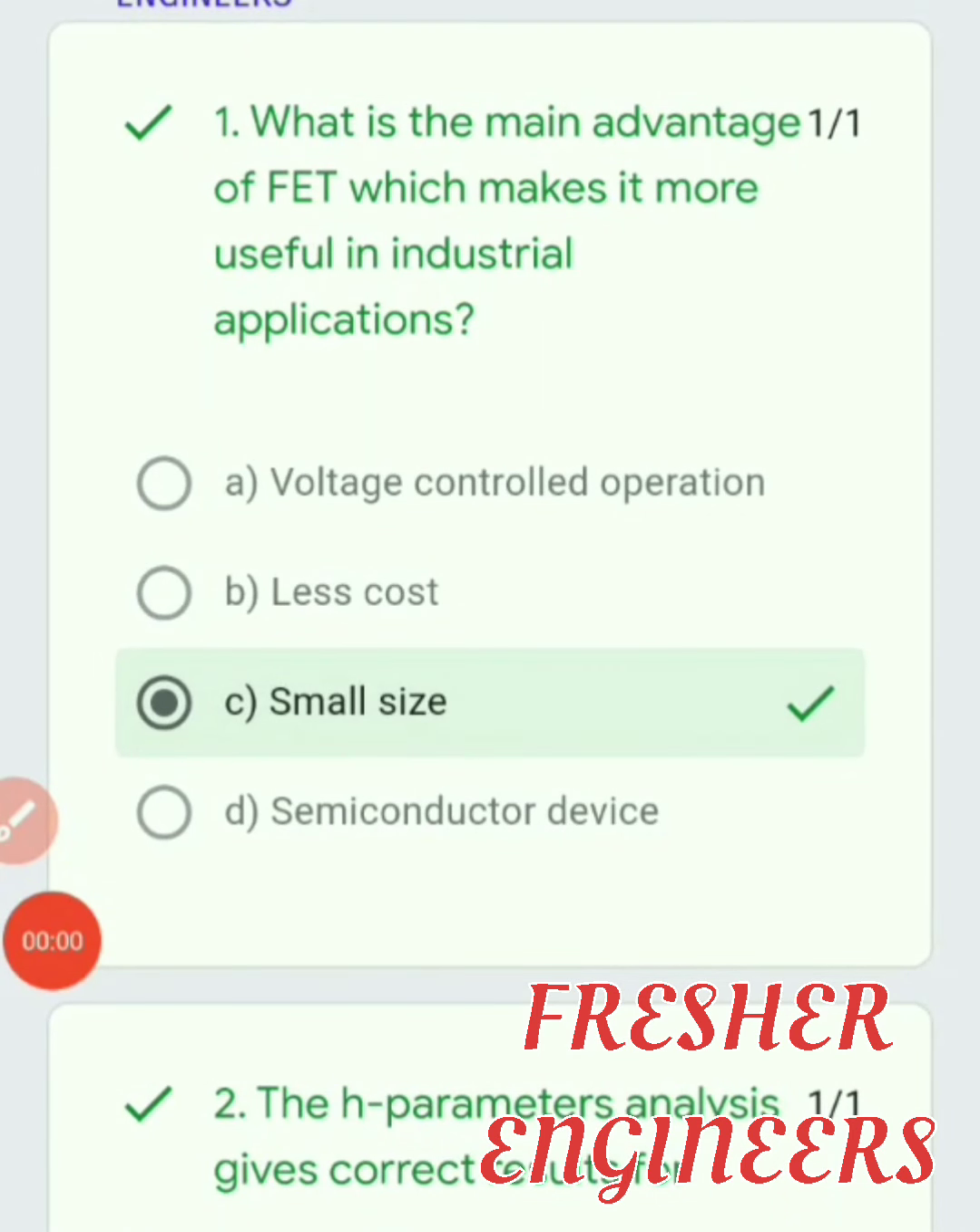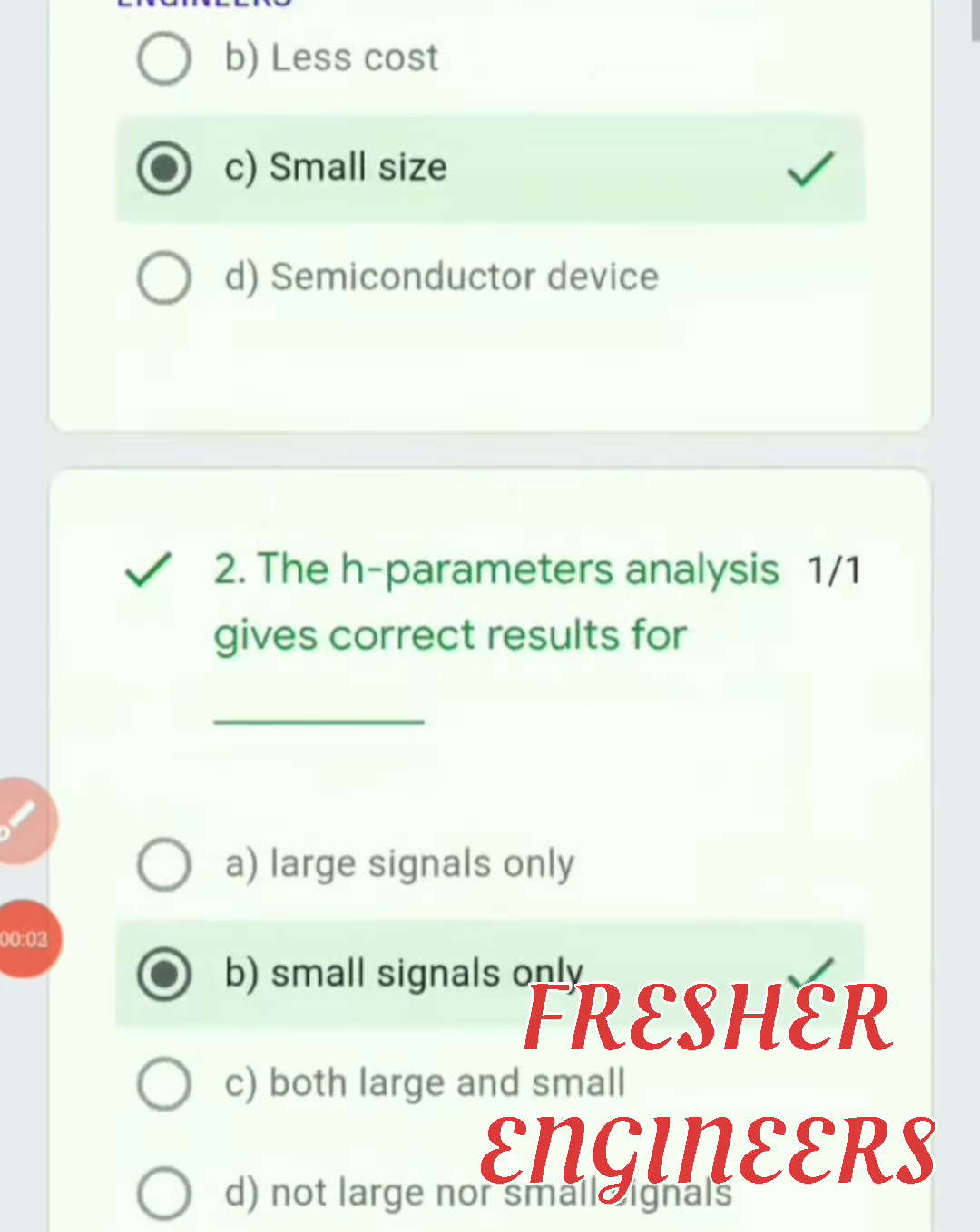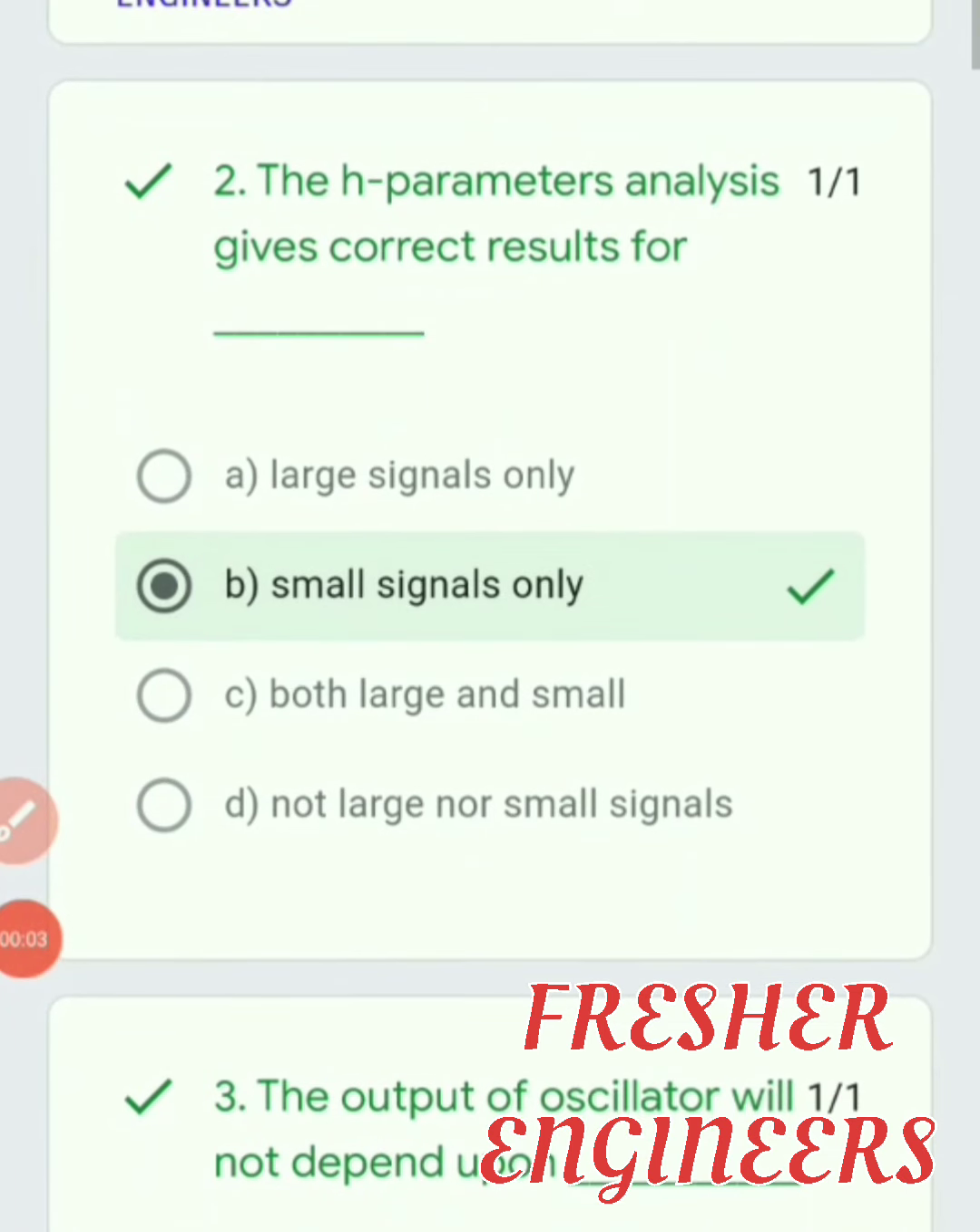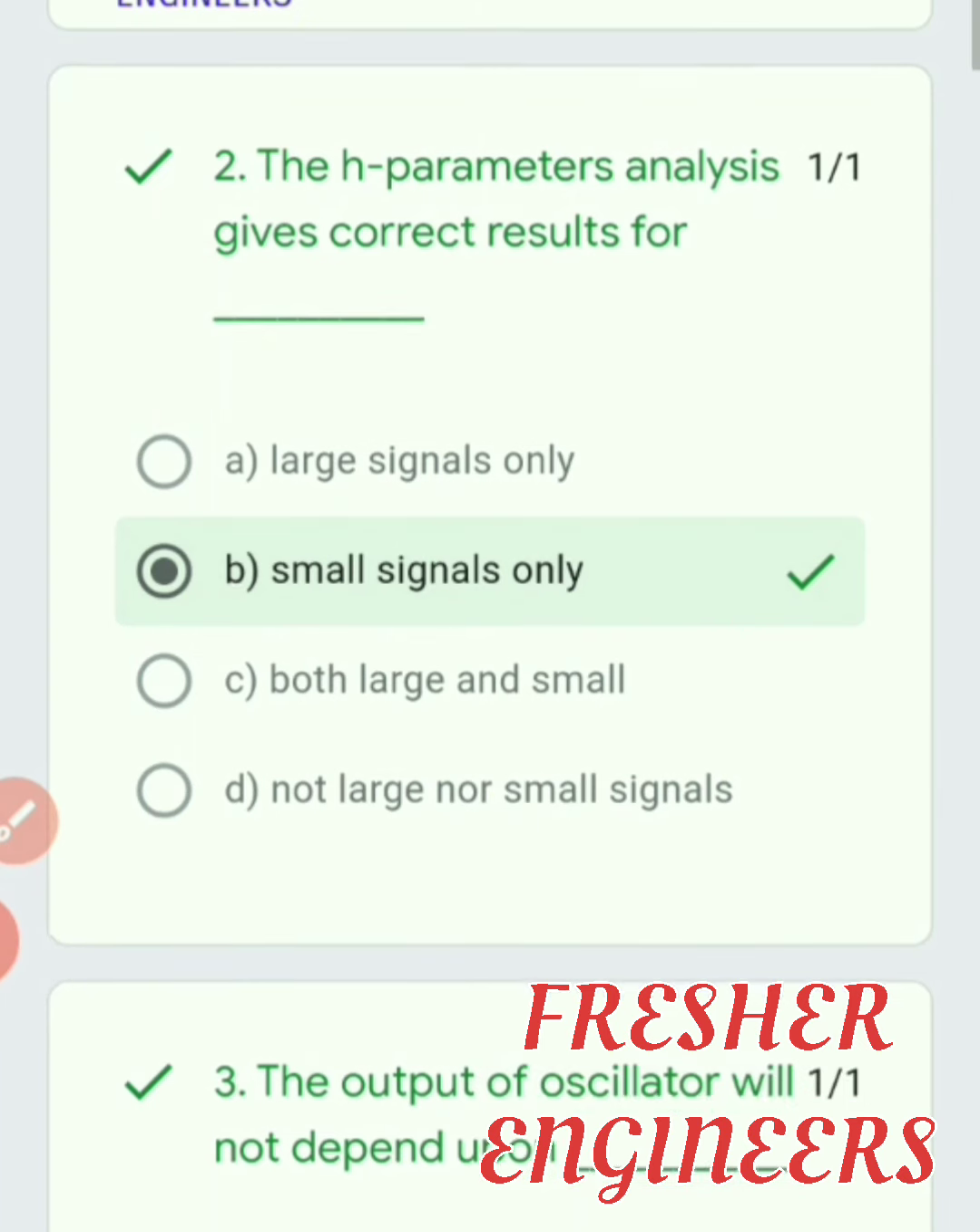What is the main advantage of FET which makes it more useful in industrial application? That is small size. The correct option is C. The H parameter analysis gives correct results for small signals only. Hence the correct option is B.